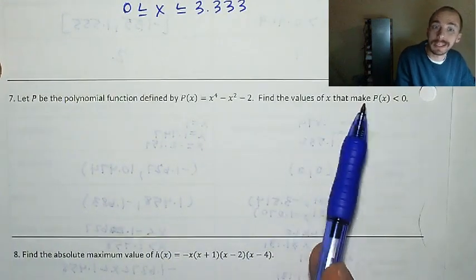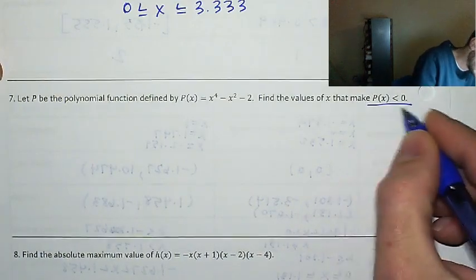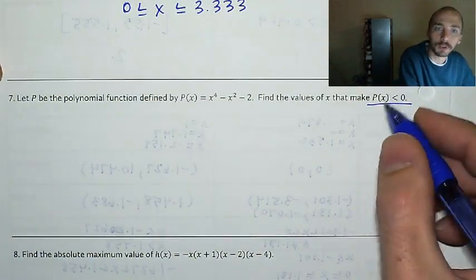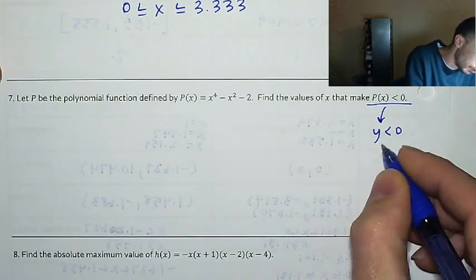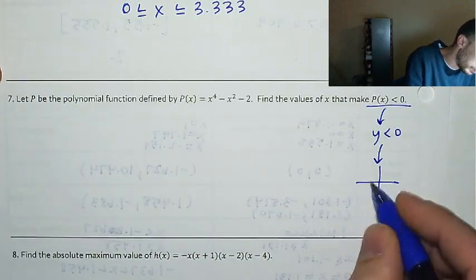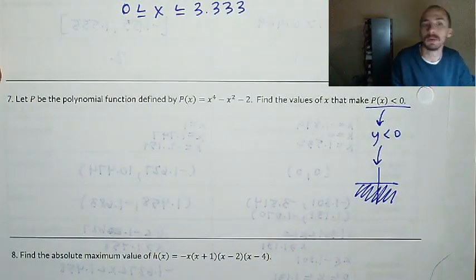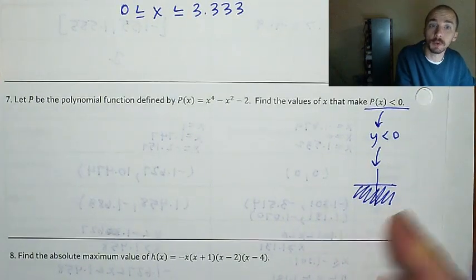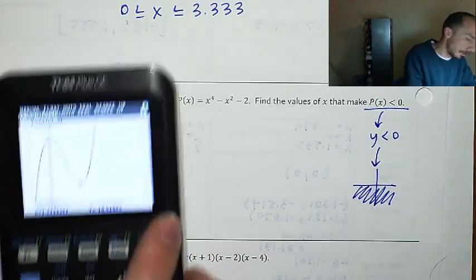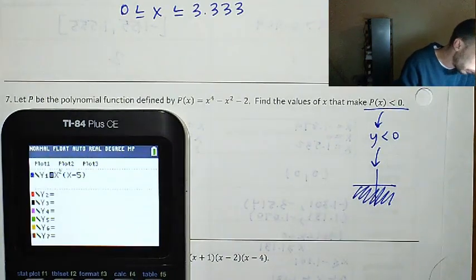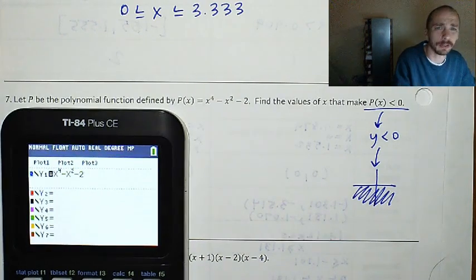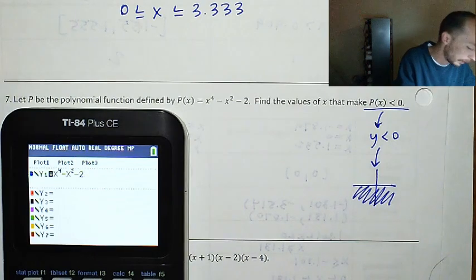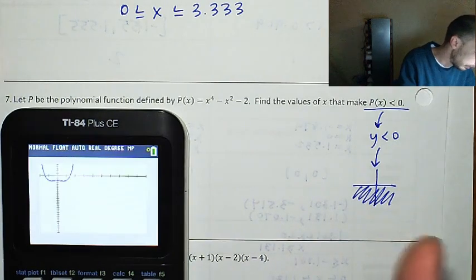Find the values of x that make p less than 0. Okay, first thing, I just want to remind you, f of x, p of x, whatever it is, that really means y. Okay, so we're going to look on the graph and see where y is less than 0. So, on an xy plane, y is less than 0 down here. So we're going to be interested in when the graph goes down in this lower half of the plane. So, and I'm going to even draw a little diagram. So, x to the 4 minus x squared minus 2. I feel like we have the algebraic tools to determine when this thing's positive and negative, but we've got a calculator here, so why not?